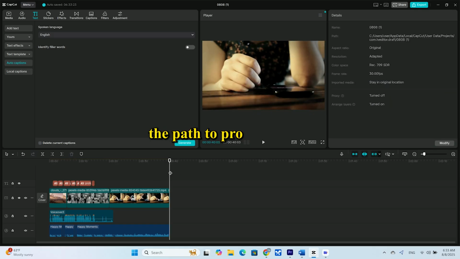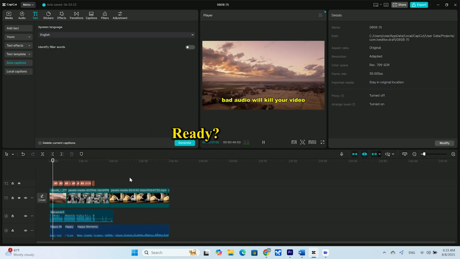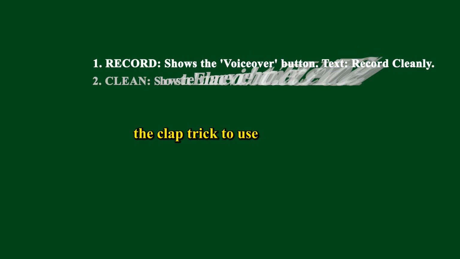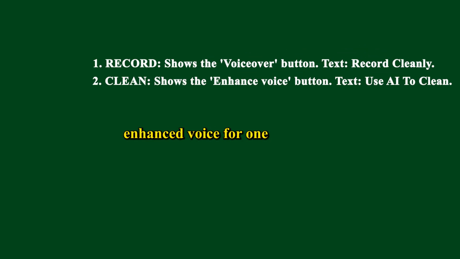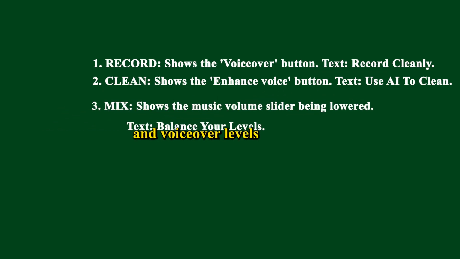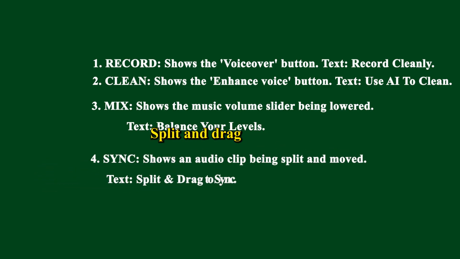Let's recap the path to pro audio in 30 seconds. Ready? 1. Record cleanly using the clap trick. 2. Use Enhance Voice for a one-click pro sound. 3. Balance your music and voiceover levels. 4. Split and drag your audio clips to perfectly sync with your visuals. That's it. That's the entire professional workflow.